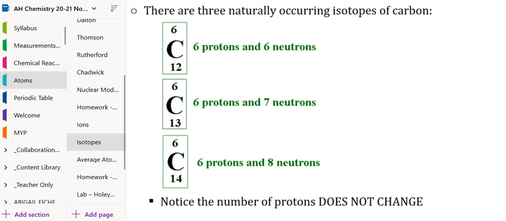So when we are representing atoms, isotopes, there's really 2 primary ways we can write to represent it. One is with a nuclear symbol. So what I want you guys to do is take a minute. For each of these 3 isotopes of carbon, we'll write their nuclear symbol.